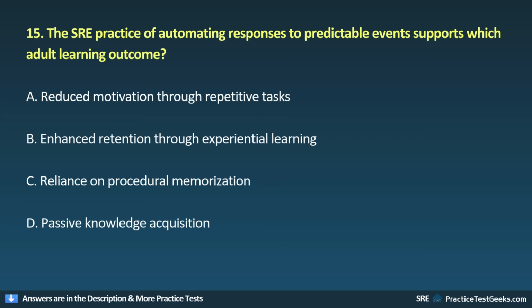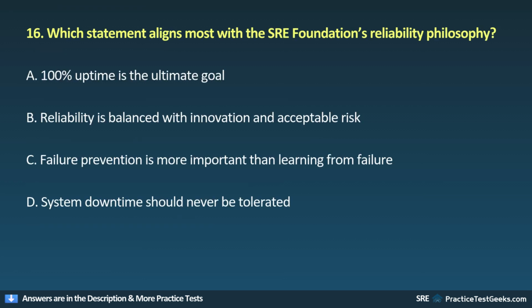15. The SRE practice of automating responses to predictable events supports which adult learning outcome? A. Reduced motivation through repetitive tasks. B. Enhanced retention through experiential learning. C. Reliance on procedural memorization. D. Passive knowledge acquisition.